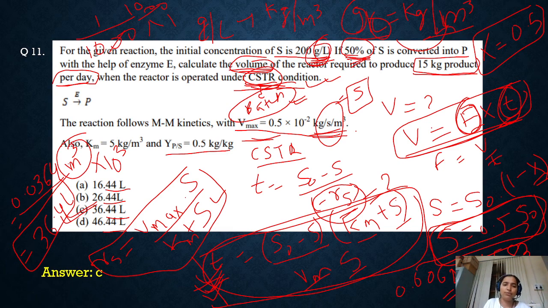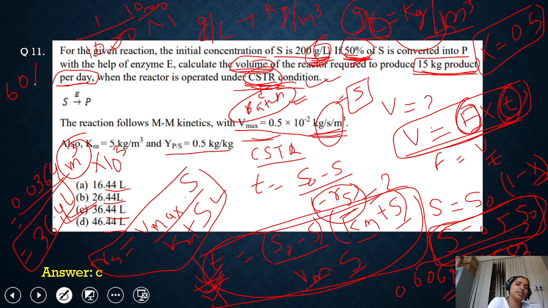That is 36.44 liter is required to produce this 15 kg product per day. And this condition is also important, that 50% conversion is occurring. Suppose they change the condition so that only 60% conversion is occurring. Here you can directly equate S equal to S naught. But when 60% is given, then you have to find S equal to S naught into 1 minus X only. You can't write it equal to 0.5 of S naught. So you have to take care of all these things while solving the question.